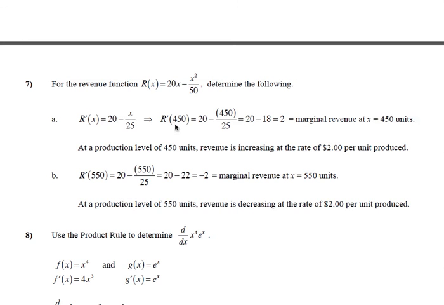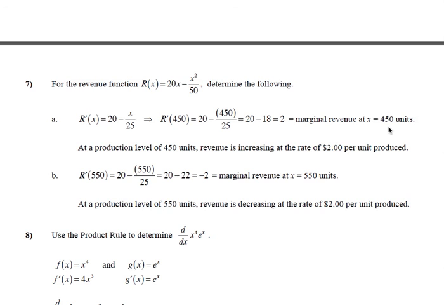We're asked to find the marginal revenue at a production level, which is what this x is, of 450. And so we evaluate that derivative at 450, which means that wherever we've got an x, we put some parentheses, and inside those parentheses we put the 450. 450 divided by 25 is 18, so we subtract 18 from 20, and that gives us 2. 2 is the marginal revenue at x equals 450 units.